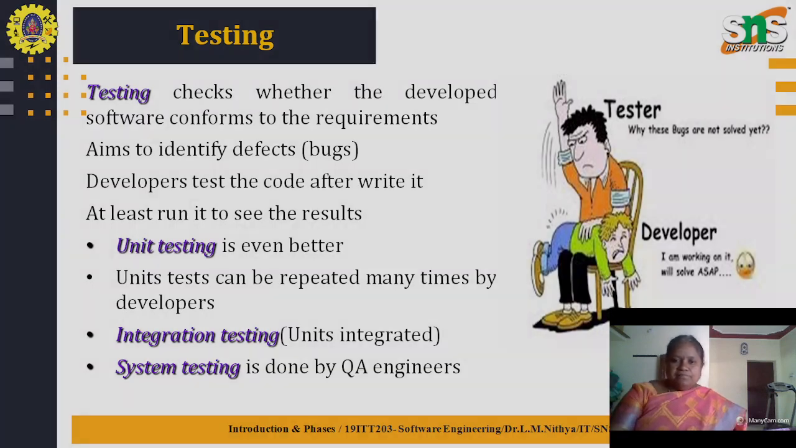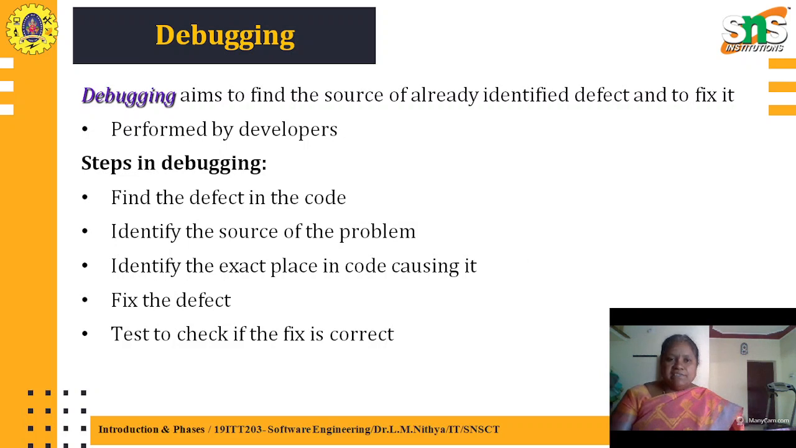Next, debugging is aimed at finding the source of a defect that is already identified and fixing it. Fixing is nothing but correcting it. Normally it would be done by the developers. So if you find a defect in the code, you identify the source of the problem, then you identify the exact place in the code and correct the defect, then test it again to check whether it is fixed.